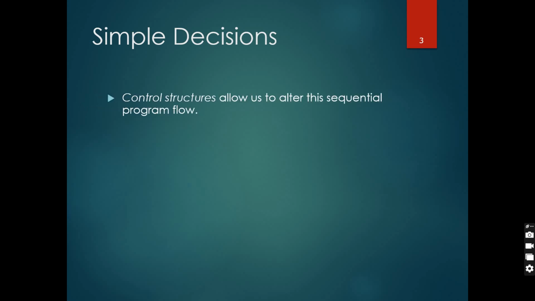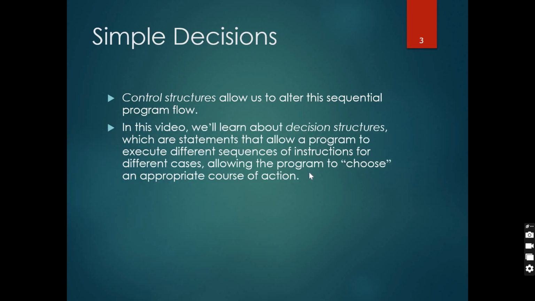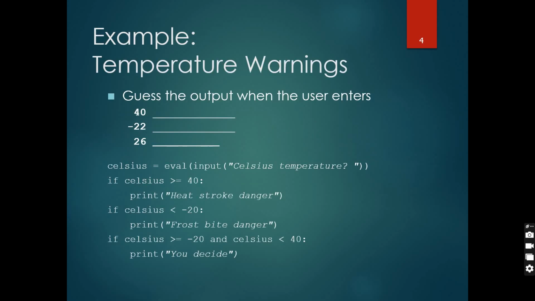So control structures allow us to alter the sequential programming flow. There are some control structures that will help you to alter the programming flow here. In this video, we will learn about the decision structure, which consists of statements that allow a program to execute different sequences of instructions for different cases, allowing the program to choose an appropriate course of action. This example will give you a clear picture.